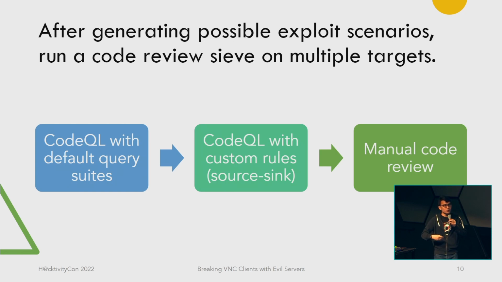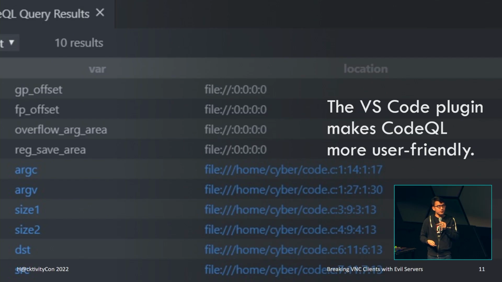But with these custom rules, you want to focus on tracing the source to sink. You want to trace where the user inputs come in, and you trace it all the way to possible vulnerable outputs, such as memcpy. And then you perform a bit of manual code review just to confirm your assumptions or to triage some of the stuff that might have come up with the automated code review.